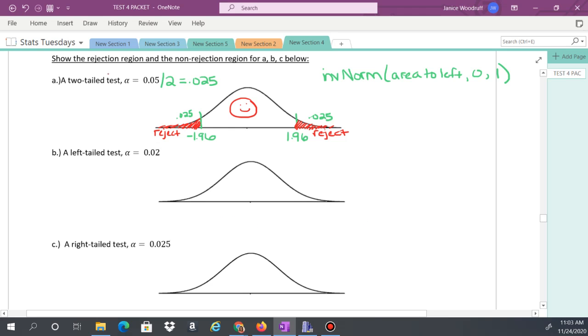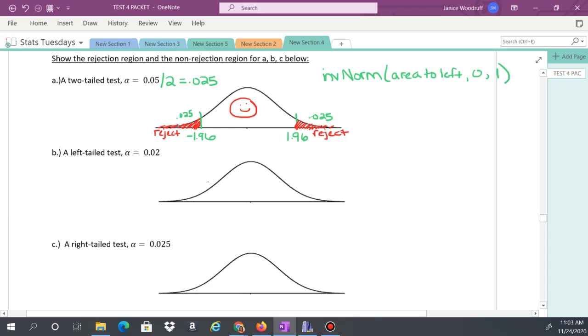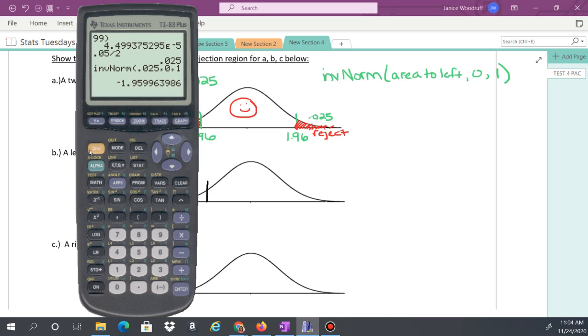Okay, a left-tailed test with a significance level of 0.02. Okay, you have an area of 0.02. You would need the z value, so again, inverse norm. Area to the left would be 0.02. We would have a mean of 0 and a standard deviation of 1. So this would be a negative 2.